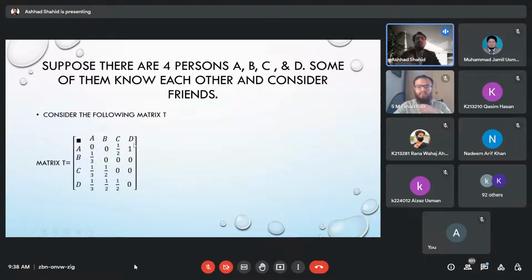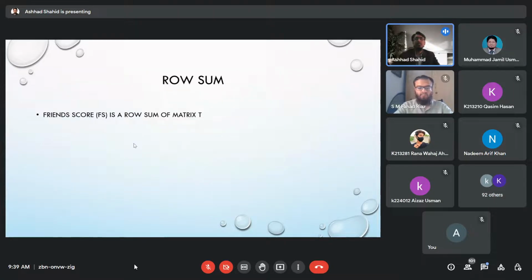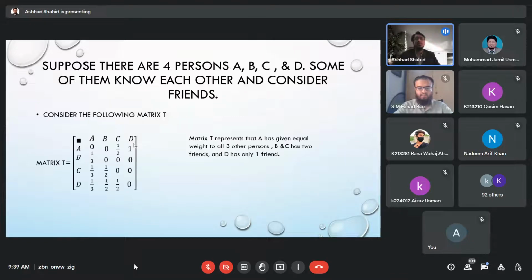Okay, so this is the way the matrix is described. Four persons know each other, and they consider themselves as friends. Let's say I've described this point. So let's say the row sum: how many people want to be friends with A.